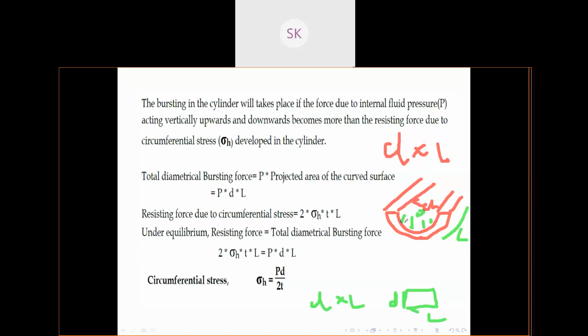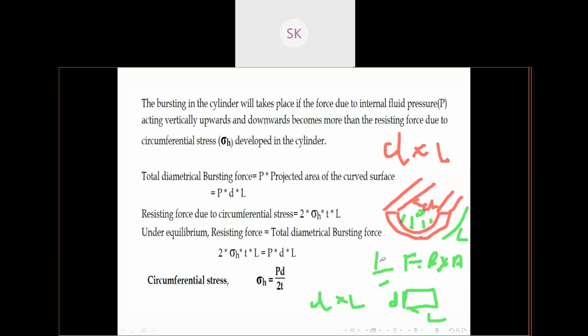The force tries to burst out. So pressure is nothing but force per unit area. So we need this bursting force. Force will be your pressure into area. Pressure is P and area is D into L. This part is clear. Bursting force is clear.